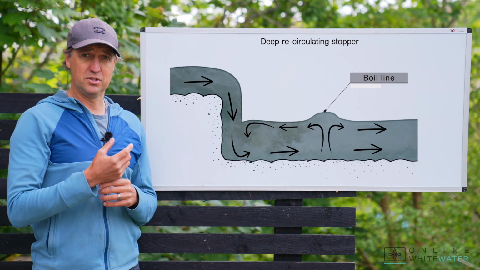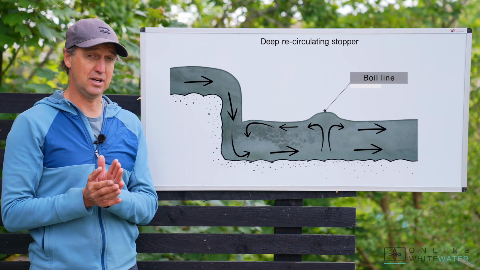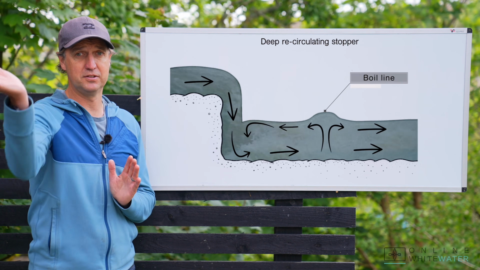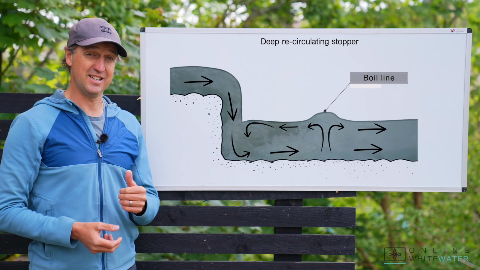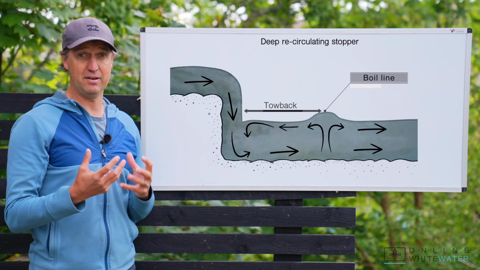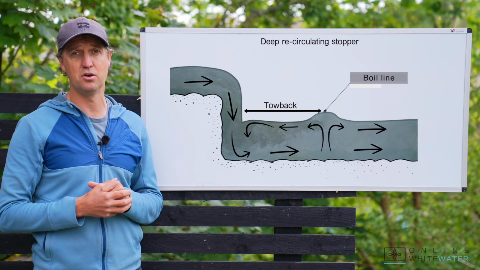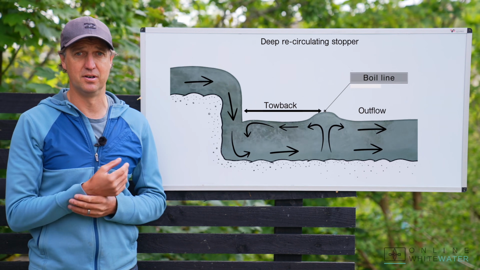Then, once the water's at the surface, depending on which side of that boil line it is, it's either going to travel back towards the feature or off downriver. So everything from the one side of the boil line is going to travel back towards the feature across the surface of the water. So you've got that retention. That's what we call our towback. And then everything below that is going to flow off downriver and not hold us there.